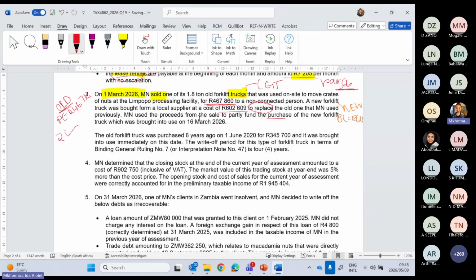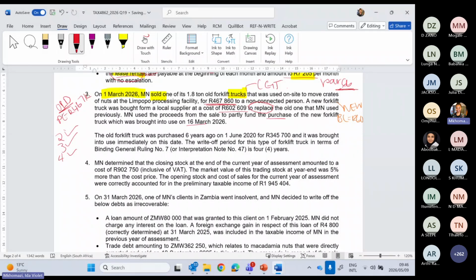What we also gather from this part of the question is that this new asset, this new truck, was brought into use on the 16th of March. And we know that the old one was disposed of on the 1st of March. So this company didn't waste any time to replace it. So we also meet requirement number 3 that says that the contract for the purchase of the new asset must be concluded within 12 months. We also meet requirement number 4 that says that the asset must be brought into use within 3 years. They brought it into use on the 16th of March, which is 16 days in that year of assessment.